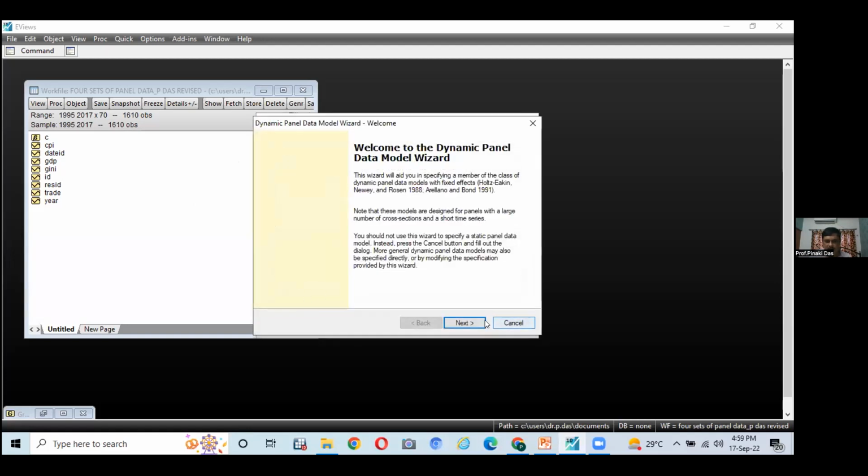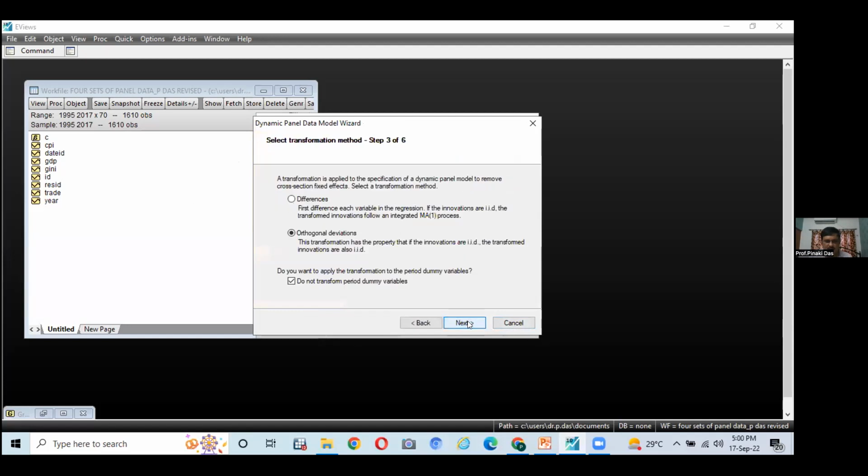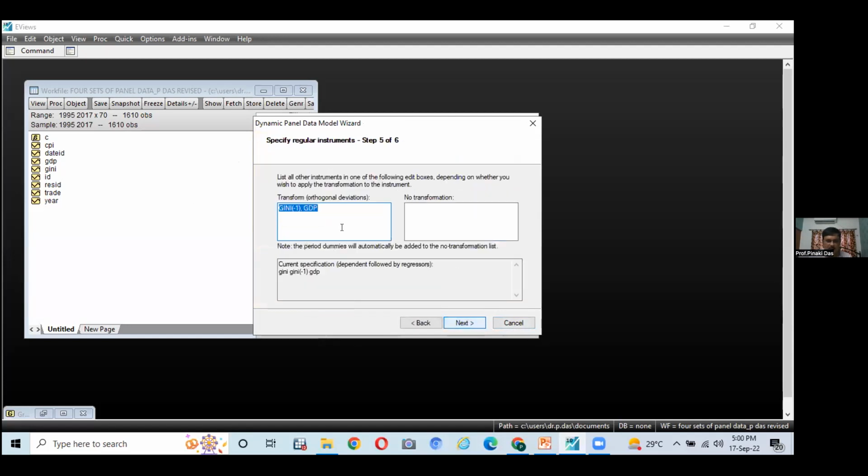Next, the specification of the instrumental variables. Here, GDP and the instrumental variables are mainly the independent variable regressors, but here you consider Gini. No, all independent variables are considered as instrumental variables. One is GDP and another is its one period lag. Therefore, it is GDP and GDP one period lag, not Gini one period lag, rather GDP one period lag.